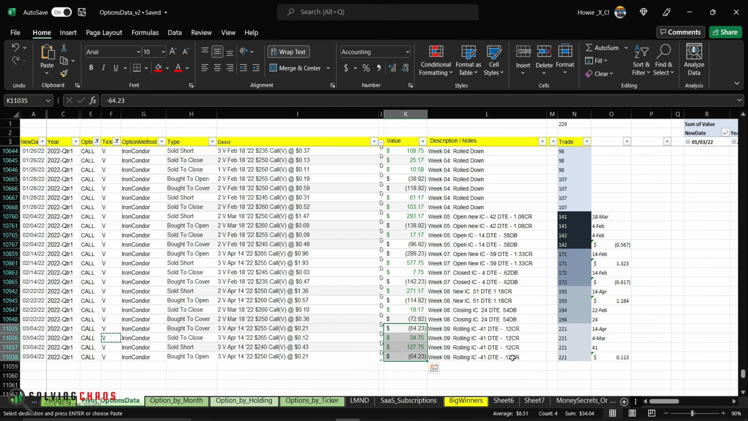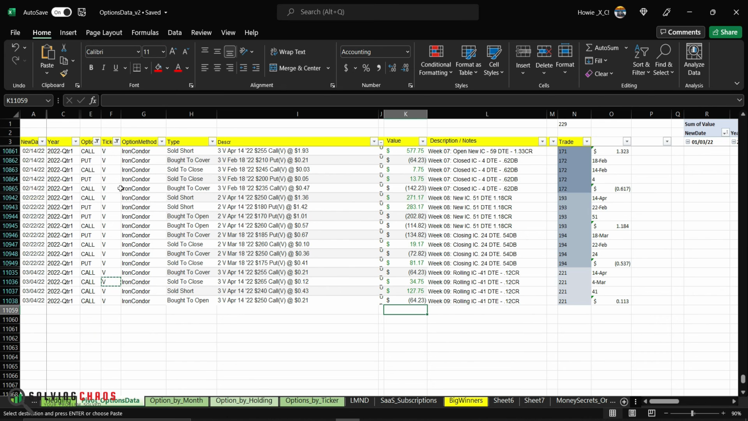I collected 12 cents premium for three contracts, but I've been doing that every week. You see this had 51 days left, and then this one I was closing, another one, had 24 days left. So by tracking it, I can see what's working and what's not.